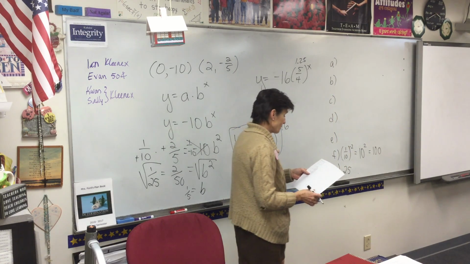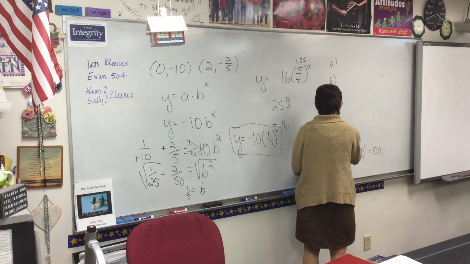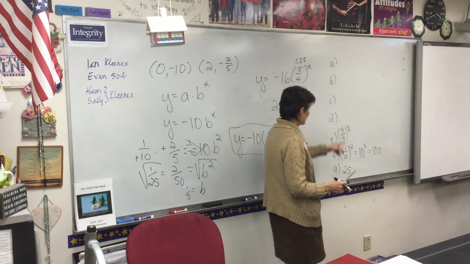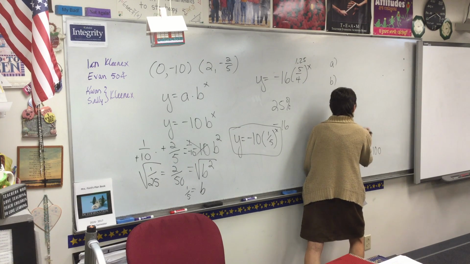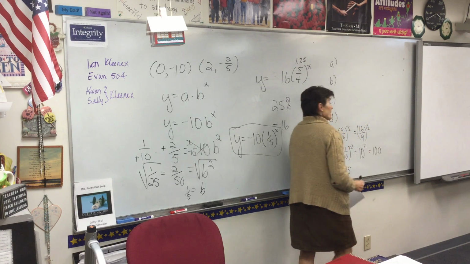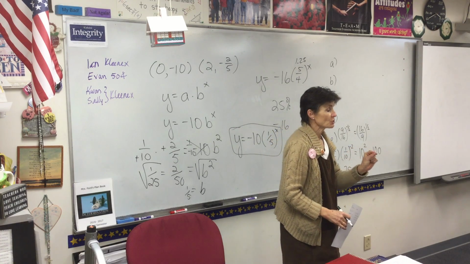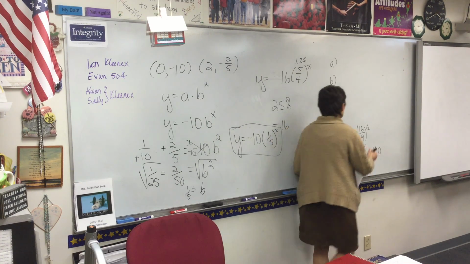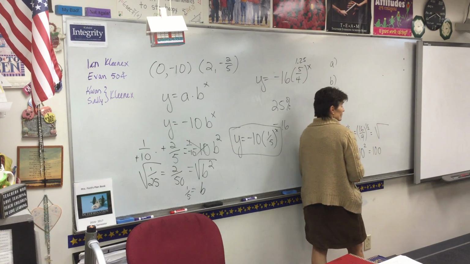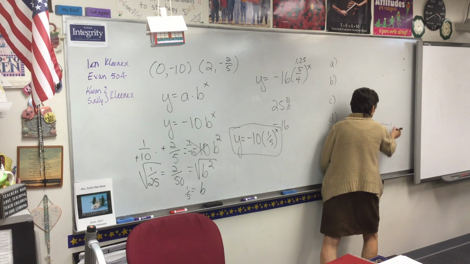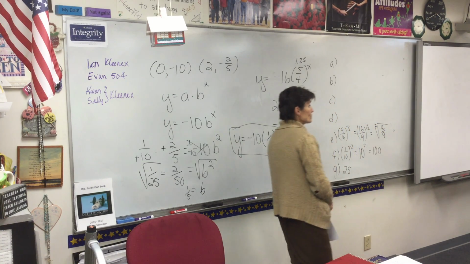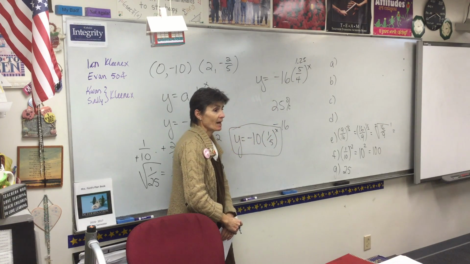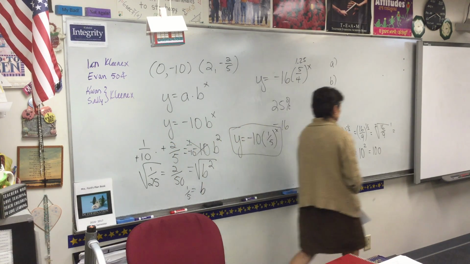Since we're going backwards, let's just keep going. E. What are we going to do first? Flip it. So we have 16/9 to the 1/2. When you see that fractional exponent, you should immediately think radical. It's a square root to the first. What is the square root of 16/9? 4/3.